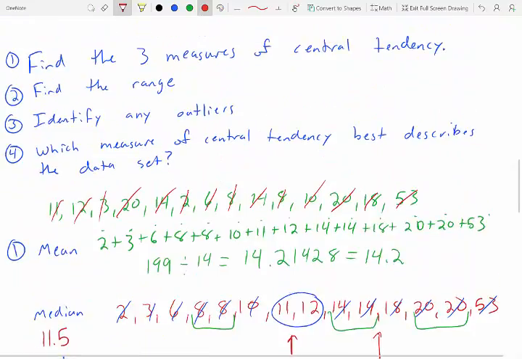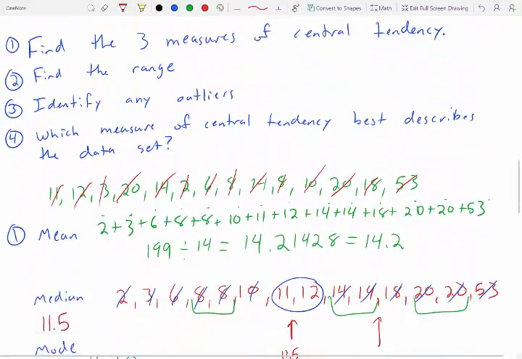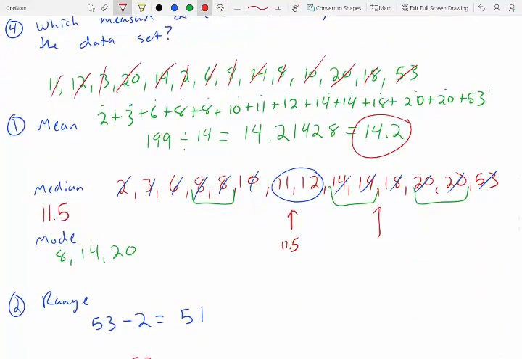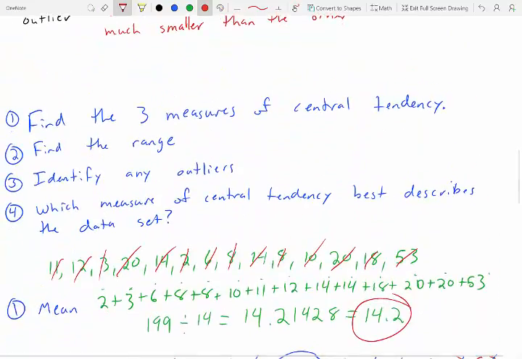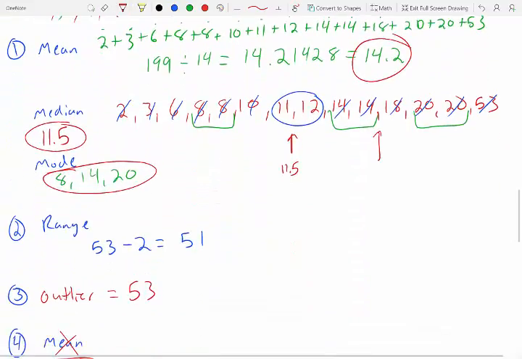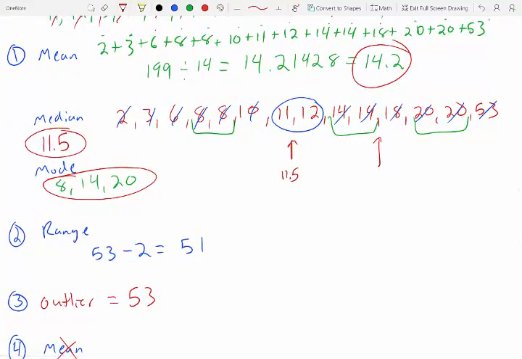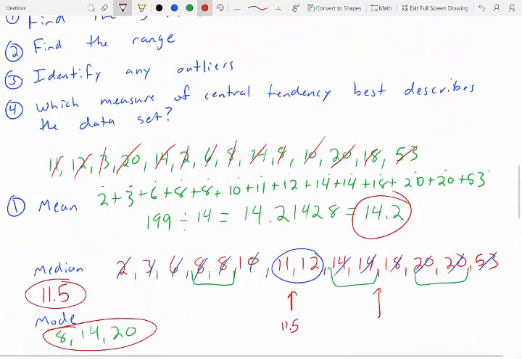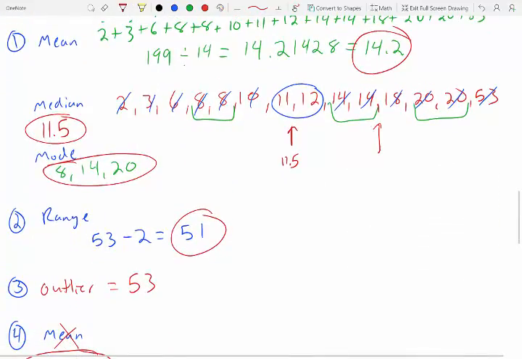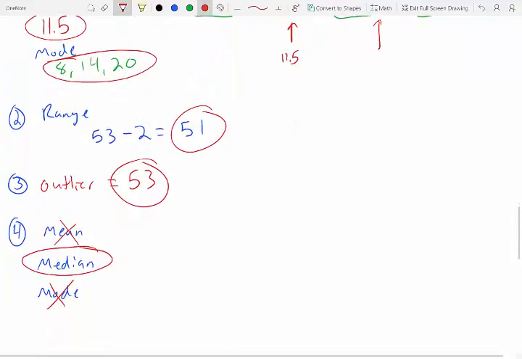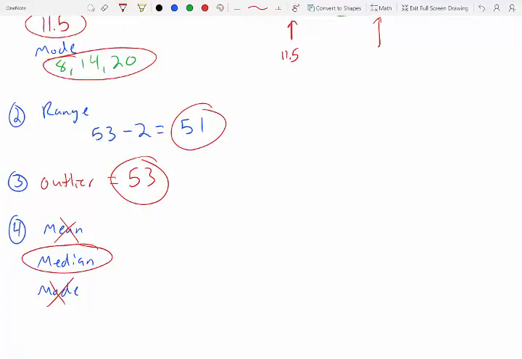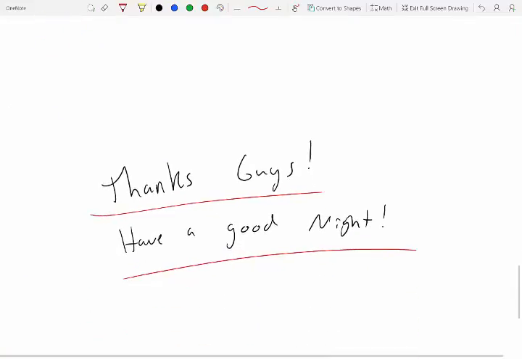So we have to check, make sure we answered all our parts. The three measures of central tendency, mean 14.2, median 11.5, and mode, we had three of them. One was answered. 2, find the range. Range, our highest minus our lowest was 51, we have that. 3, any outliers? We agreed 2 wasn't too bad, but 53 was way out there. And then 4 was which measure of central tendency best describes the data set. We said median.